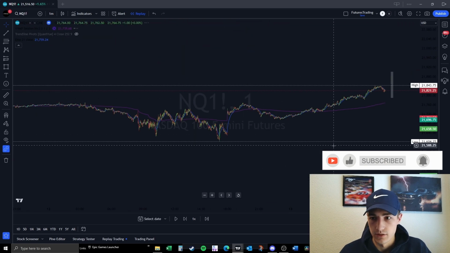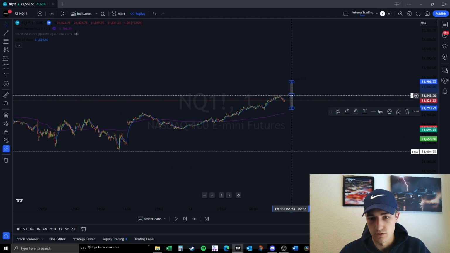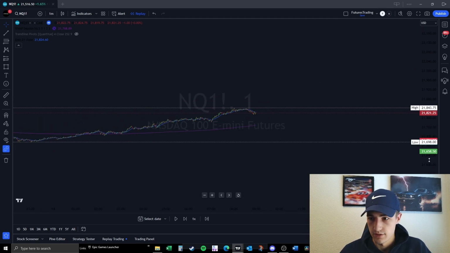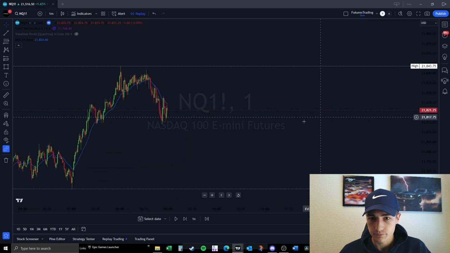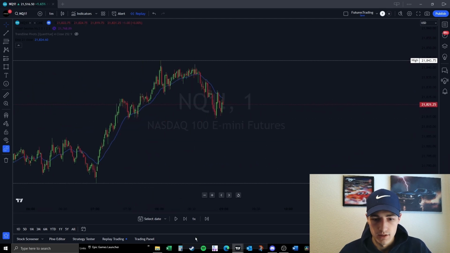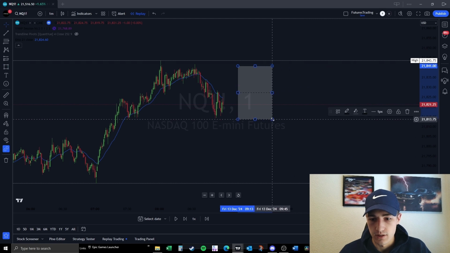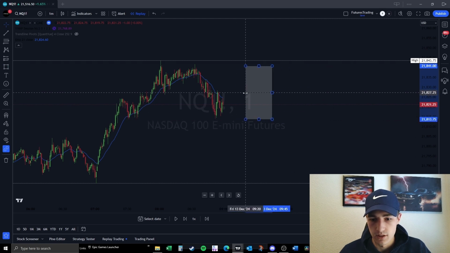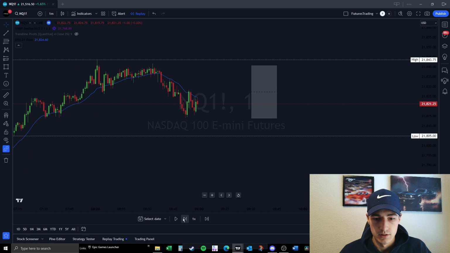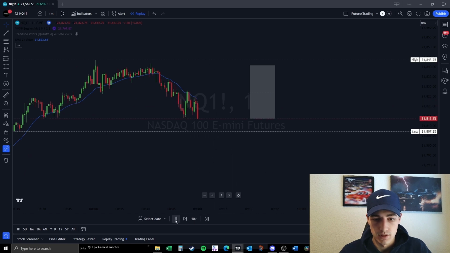So figure out where it's at. Looks like I already had a zone drawn in there. Let's take that out. Zoom in here. So I like to just put a box marking the 15-minute range. So 9:45, and then move this one to 9:30. Right there. Speed this up just to catch up to 9:30.